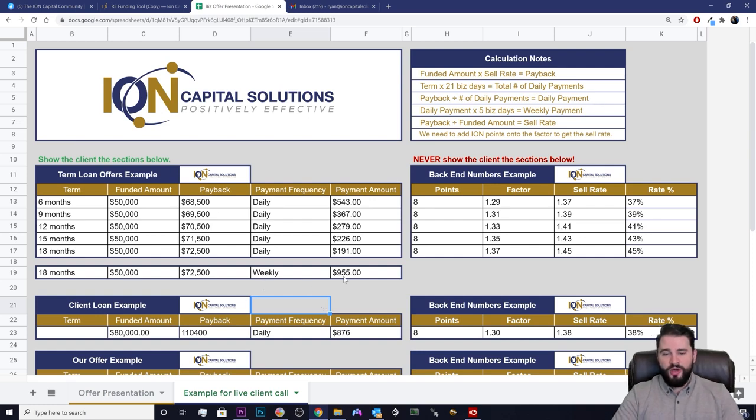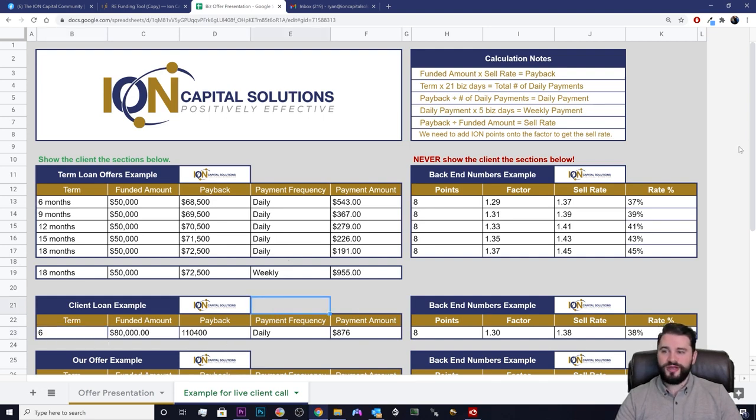Well, now we just need the term. Well, how are we going to get that term? Real easy. You just take the payback, $110,400, you divide it by the daily payment, $876, and you get the total number of payments, which is 126. Okay? Now, all we need to do to figure out our term is divide the total number of payments, right, by 21 business days, right? So we divide by 21, we get 6. So the loan term was 6 months, right?